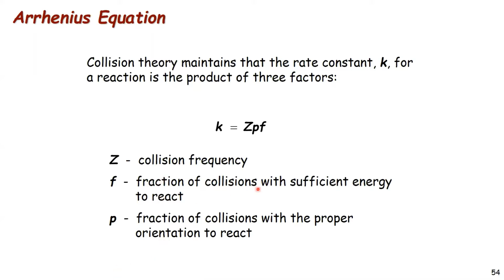F is the fraction of collisions with sufficient energy to react, right? So remember, we talked about that before. You have to have that activation energy. So what fraction of the collisions actually have enough energy to get over the activation energy? And then finally, P is the fraction of the collisions that are going to have the proper orientation to react. So these are the three factors that we're going to need to calculate K, the rate constant.